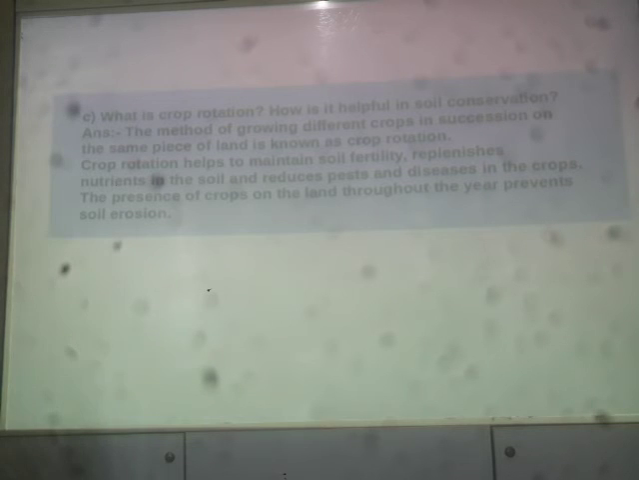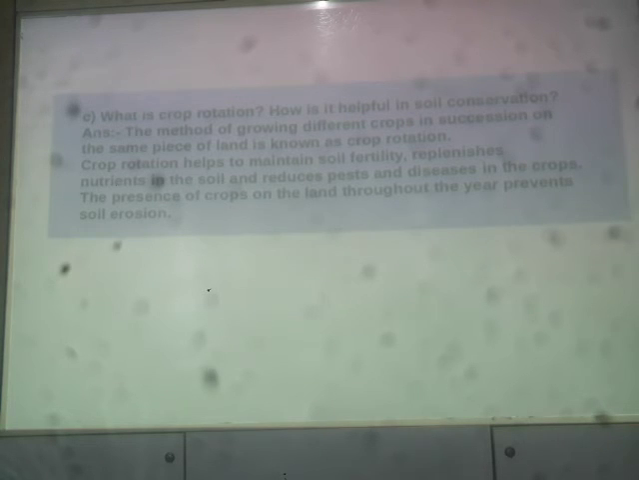Moving on to the next question. What is crop rotation? One more question is attached to it: how is it helpful in soil conservation? Okay, two questions are there. First, what is crop rotation? And second, how is it helpful in soil conservation?